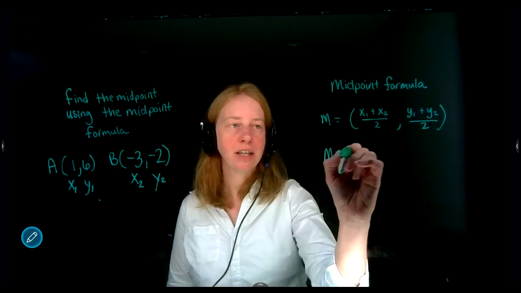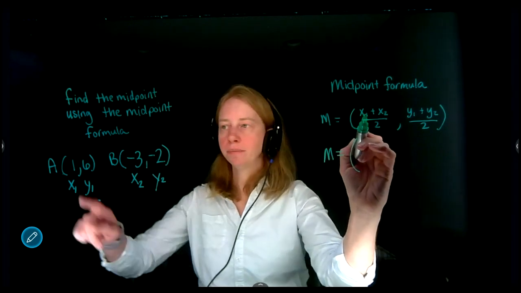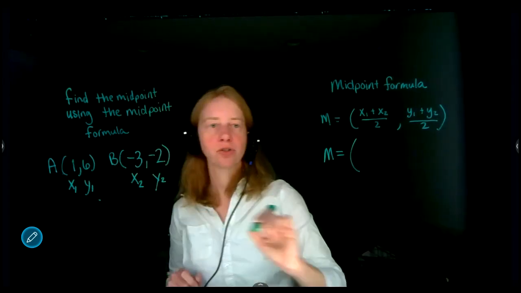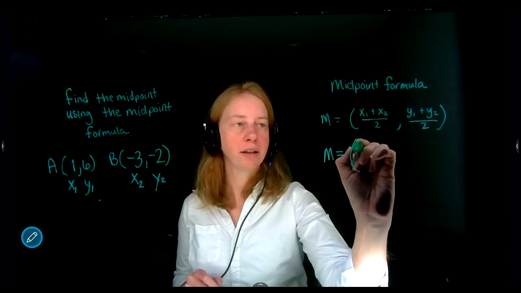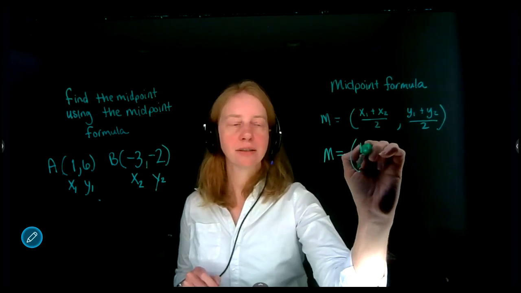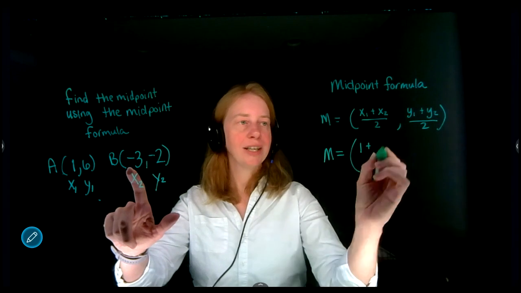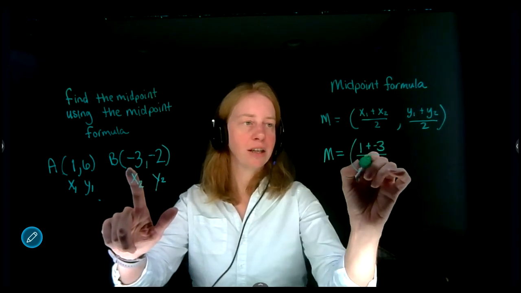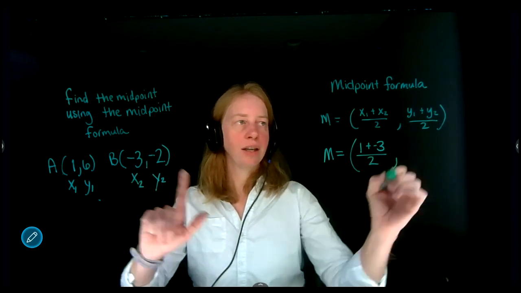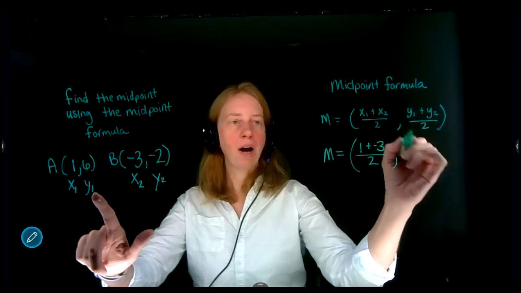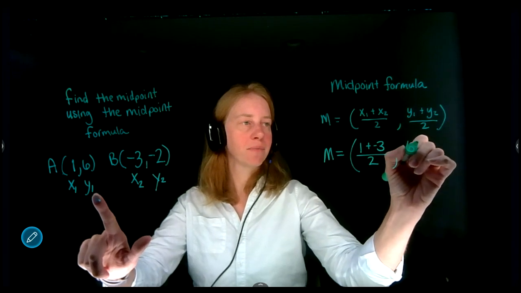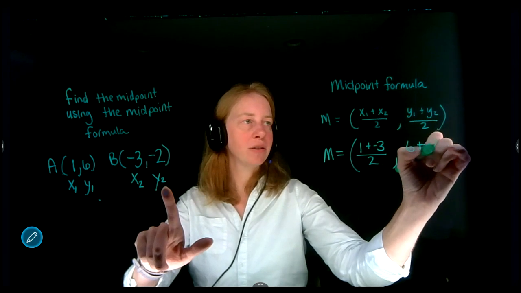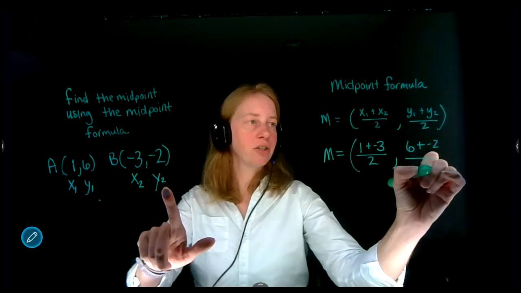So our midpoint equals X1 is 1. I kind of erased that with my finger, didn't I? Try that again. So X1 is 1 plus X2 is -3. We'll talk about that negative in a minute. Divided by 2. Okay, now we're at Y1. Y1 is 6 plus Y2 is -2 divided by 2.